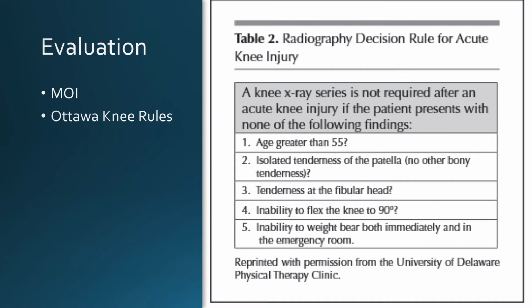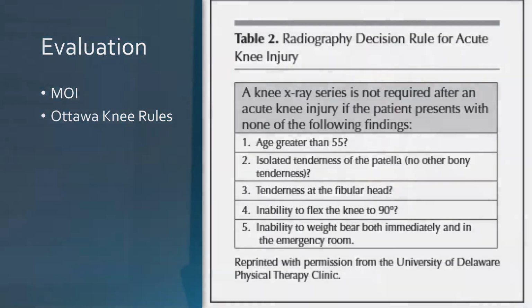So the rules are: age greater than 55, isolated tenderness of the patella and no other bony tenderness, tenderness at the fibular head, inability to flex the knee to 90 degrees, and the inability to weight bear both immediately after and in the emergency room. So it says a knee x-ray series is not required after an acute knee injury if the patient presents with none of the following findings.